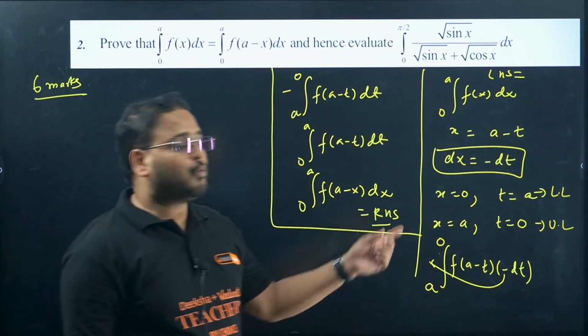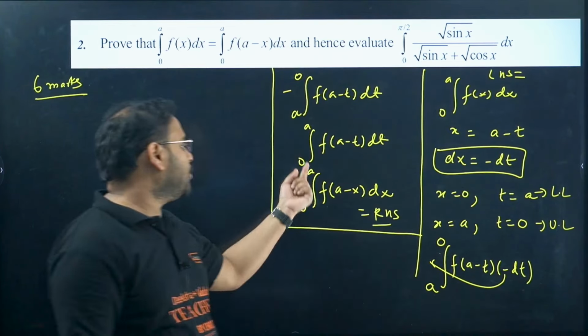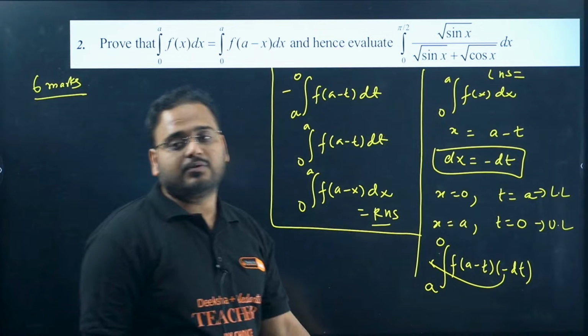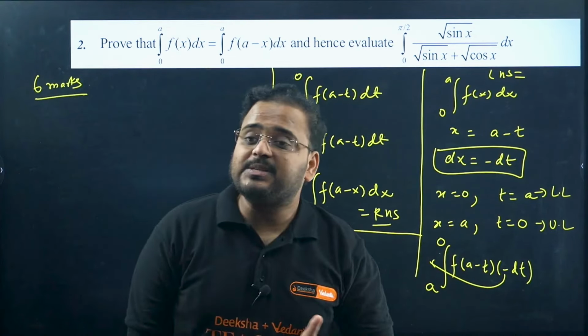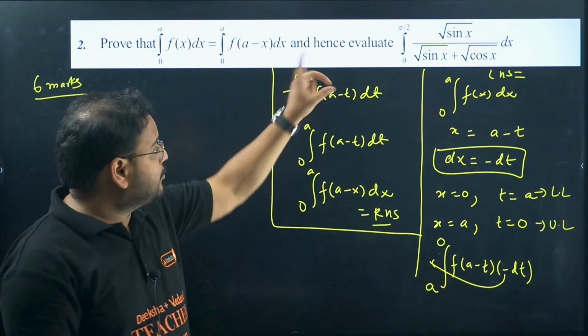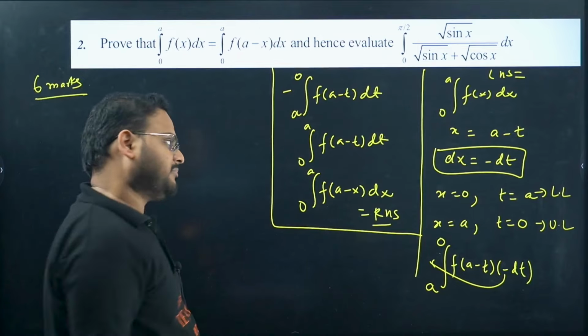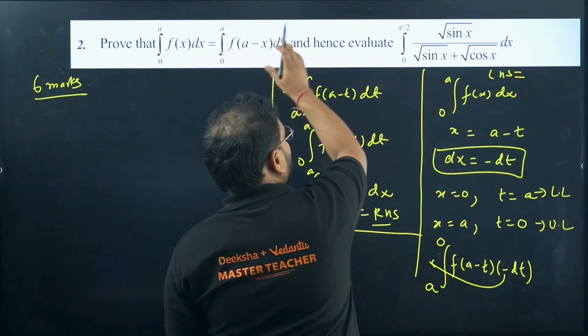Started from 0 to a f of x dx, we are getting here 0 to a f of a minus x dx equals RHS. This property is proved. Now we're going to move on to the second part of this problem. So if you apply the same concept, what are you going to do?